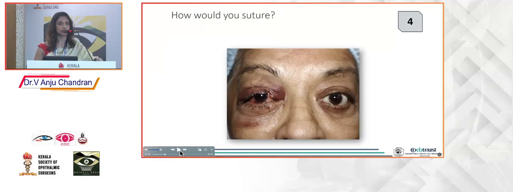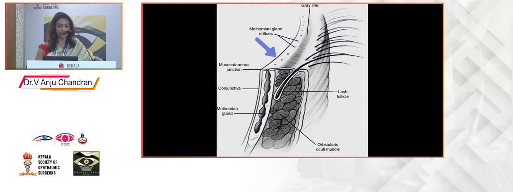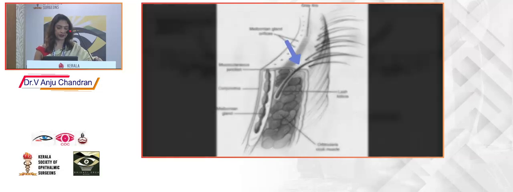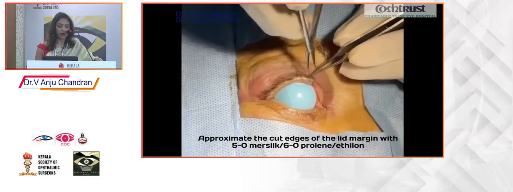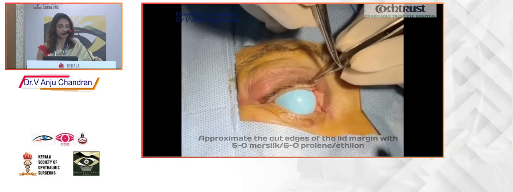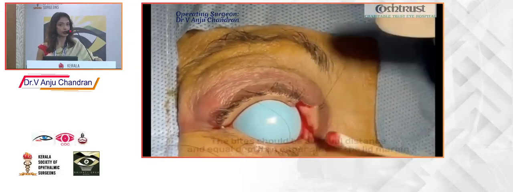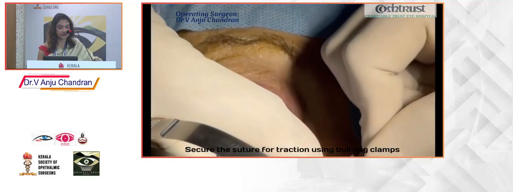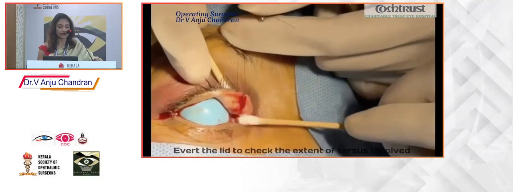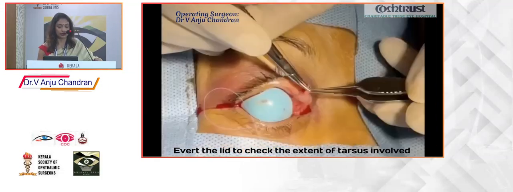This is a quick look at a full thickness lid margin repair. We begin with the three lines at the lid margin, which are the gray line, the anterior lash line, and then the meibomian orifices. You can repair it either by a direct closure or by horizontal mattress sutures in this fashion. Always approximate the cut edges of the lid margin with a suture of your choice. Begin with the gray line always to get a good approximation. You should make sure that the bites are at equal distance and depth. And you can always secure two sutures with the help of bulldog clamps.